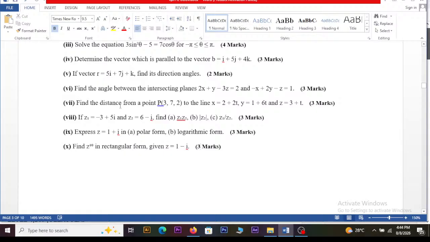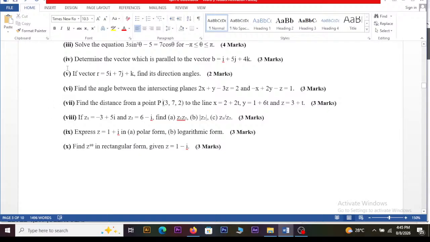Roman 7. Find the distance from point P (3,7,2) to the line x is equal to 2 plus 2t, y is equal to 1 plus 6t, and z is equal to 3 plus t, 3 marks. Kwa swali hili ni la vector, ambalo linahusiana na mambo ya plane, na swali hili ni la vector, ambayo inamaanisha kutafuta nini? Umbali katika pointi mbili. Pointi P, alafu na mstari huu hapa.